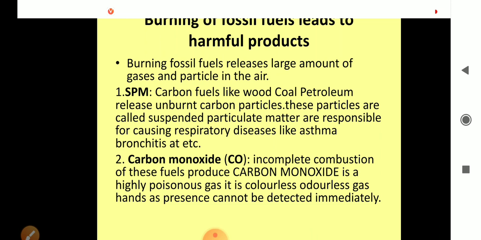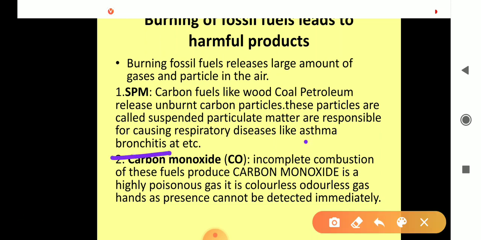And in our respiratory system they may enter, and they cause diseases like asthma, bronchitis, etc. Now next is carbon monoxide. Incomplete combustion of the fuel produces carbon monoxide, and this carbon monoxide is a highly poisonous gas, colorless and odorless, no smell. Hence it is very difficult to identify the presence of this gas.